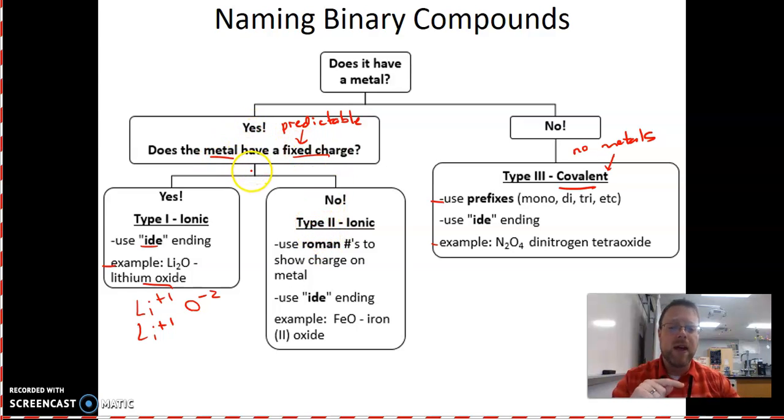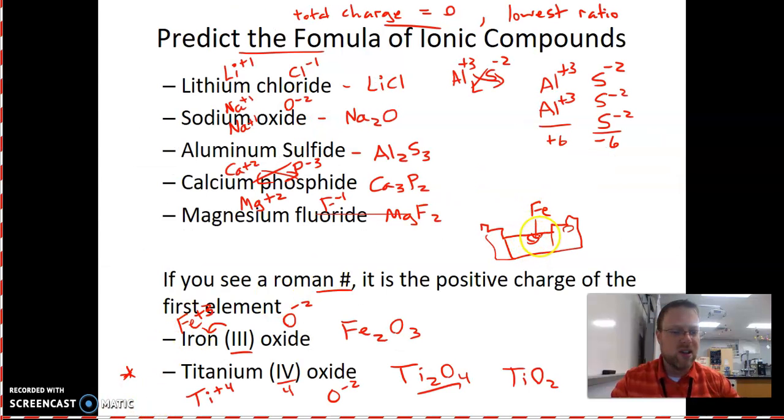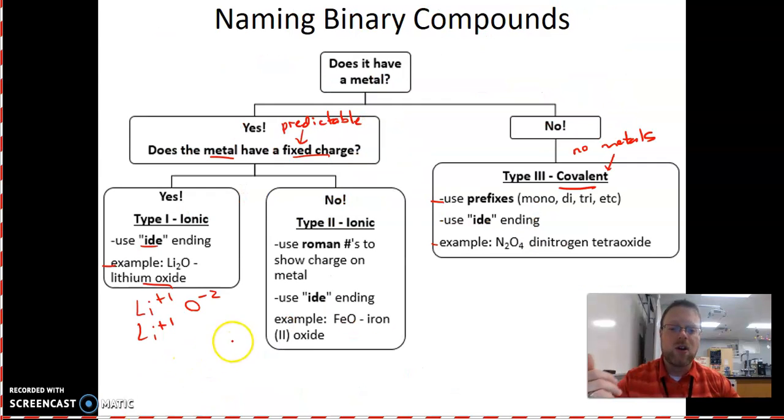Now, sometimes metals have an unpredictable charge. Iron was an example of that in the last example over here. It was in the middle of the periodic table. You cannot tell what the charge is going to be simply from the position of that element in the periodic table. So to name a compound like that, we've got to put some extra information in the name that we did not have here. And that extra information is going to be a Roman number.